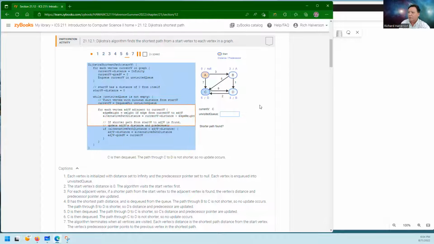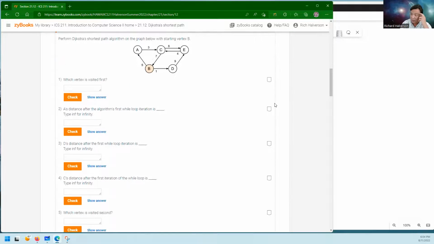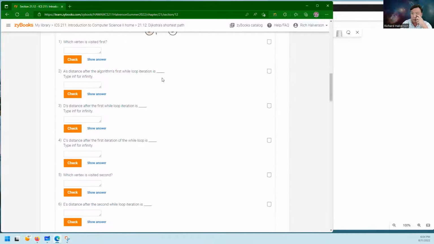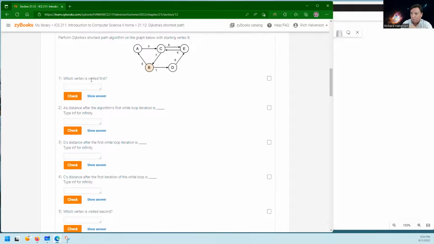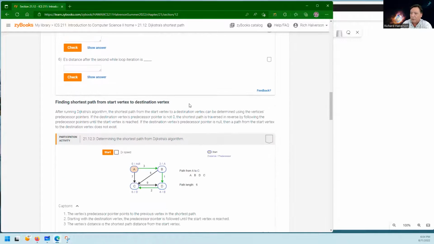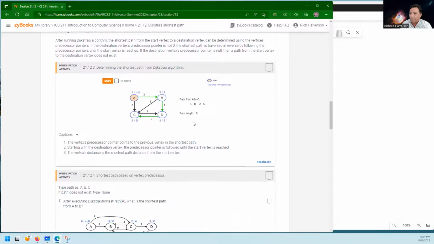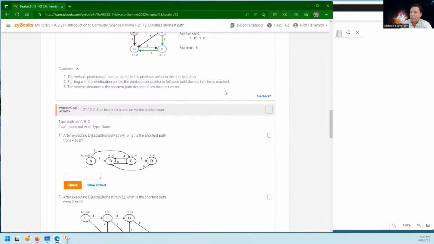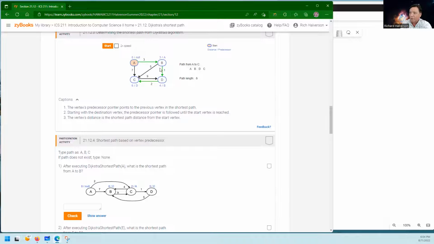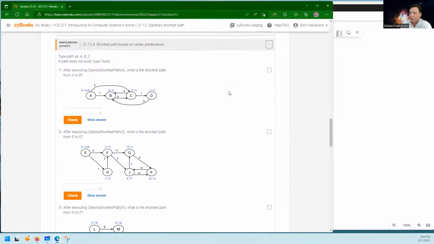So that's how this works. You can click through, make sure you click through all of it. And here tests your understanding of just how the shortest path is built, distances and so on. Determine the shortest path. This is using the results from Dijkstra's shortest path algorithm.